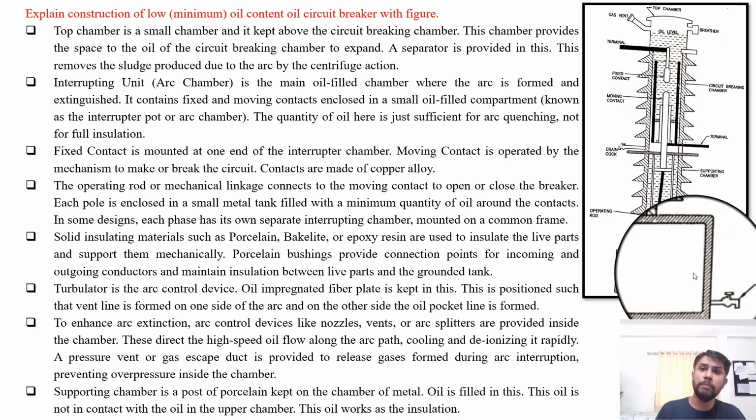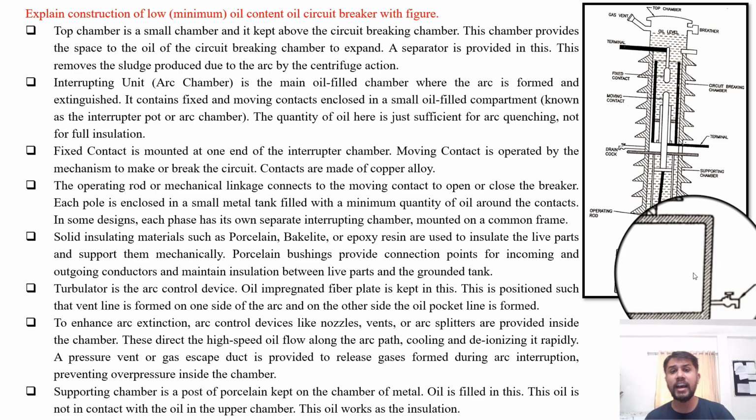Now the second most important thing in this is the interrupting unit or say arc chamber. It is the main oil filled chamber where the arc is formed and extinguished. It contains fixed and moving contacts enclosed in a small oil filled compartment known as the arc pot or interrupter pot or say arc chamber. The quantity of the oil here is just sufficient for the arc quenching, not for the full insulation purposes. Fixed contact is mounted at one end of the interrupter chamber and moving contact is operated by the mechanism to make or break the circuit.